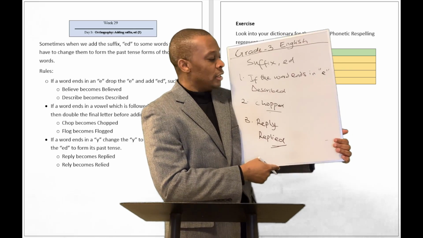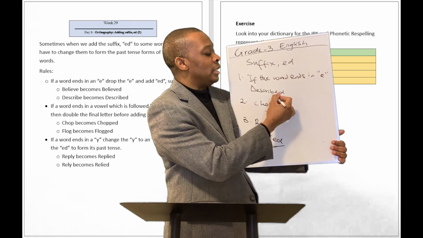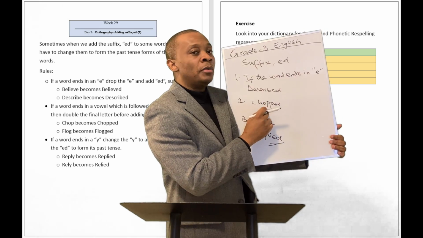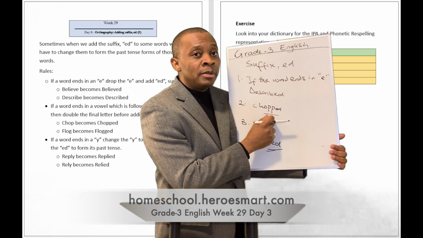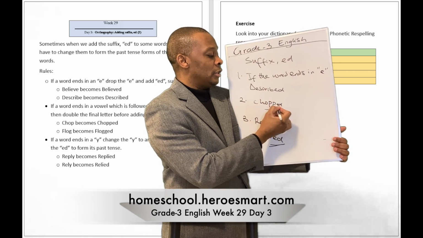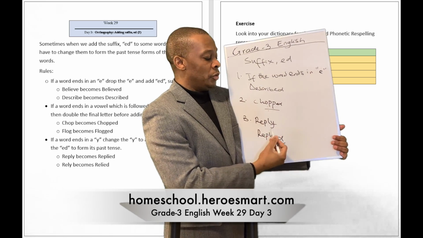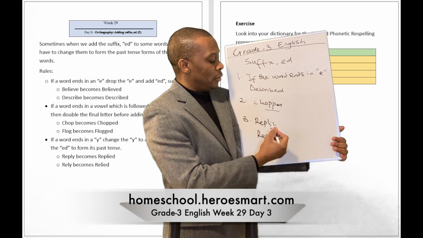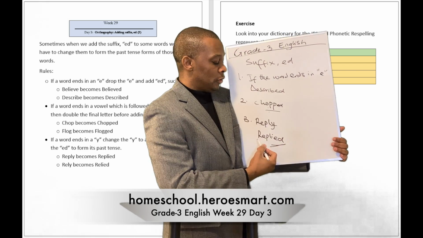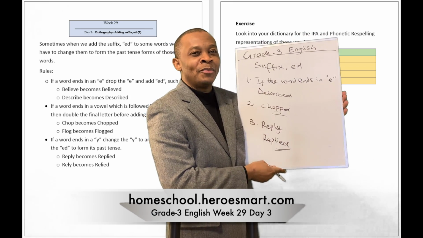So rule number one, the word ends in an e, drop your e and then add -ed. Rule number two, the word ends in a vowel and a consonant combination, double the consonant, and then add your -ed to it. Rule number three, the word ends in a y, change the y to an i, and then add your -ed to form your past tense. So reply, replied. Good stuff.